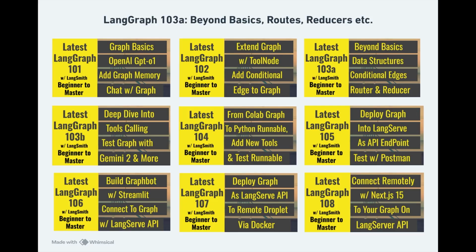So here we go. I have added an extra video, 103A, which goes a bit beyond the basics. I've also augmented the next video, 103B, with a deep dive into tool callings, besides testing our graph with other models. Anyway, in this video, we'll cover data structures, state changes, conditional edges, routers, and reducers. That said, let's get started.